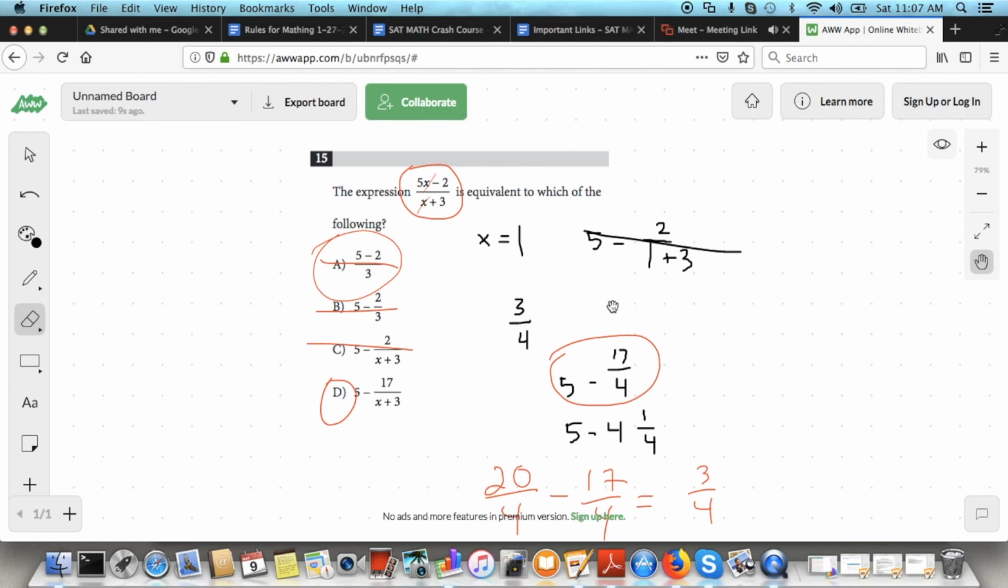And same thing with B, right? It's just another variation of canceling out the X's. It just doesn't work like that. It's not how you do it.